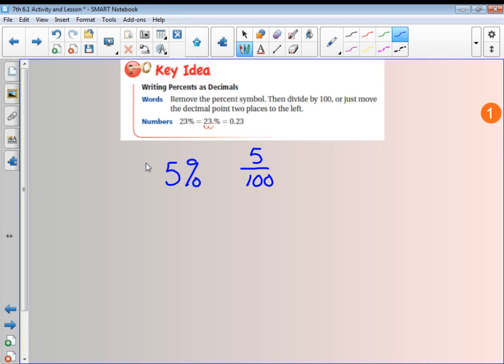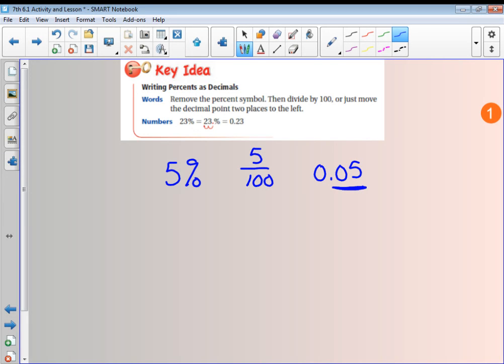Okay, now, yes, we could reduce that down, but that's not going to help us in converting it to its decimal form. If they were asking us to do the fraction form, we would have to reduce that down. Okay, so 5 hundredths would look like this as a decimal, 0.05. Oftentimes, I will just expect you to do that part of it, but the book will always put that 0 in front of the decimal.